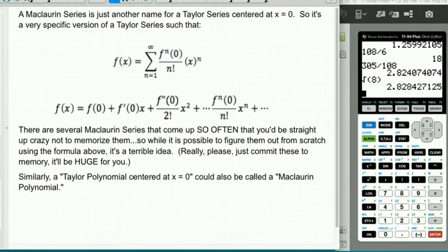All right, so Maclaurin is just another name for a Taylor series, but centered at 0. So all of the ones we've done so far, oh, sorry, this should have a parenthesis around it, my bad. Okay, because it's the derivative, right?